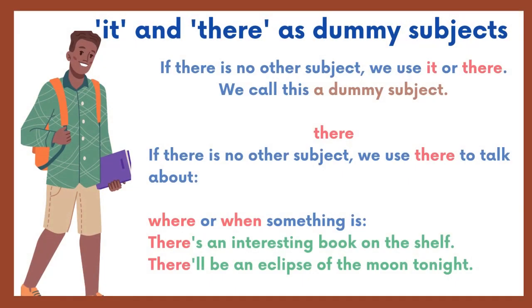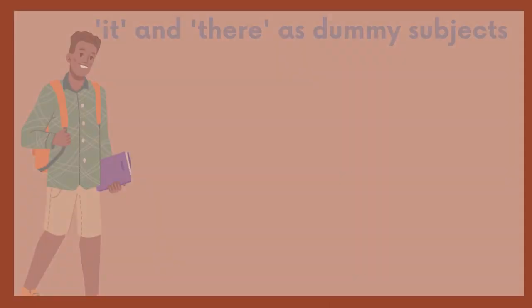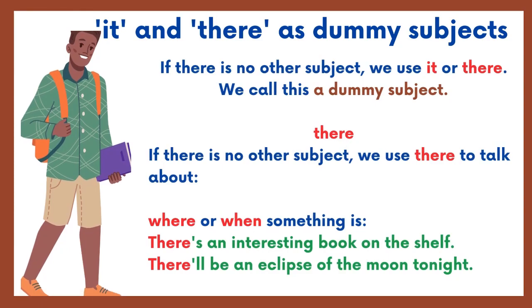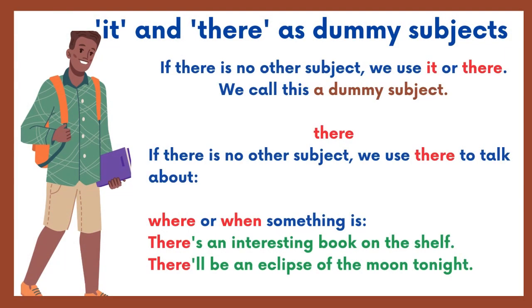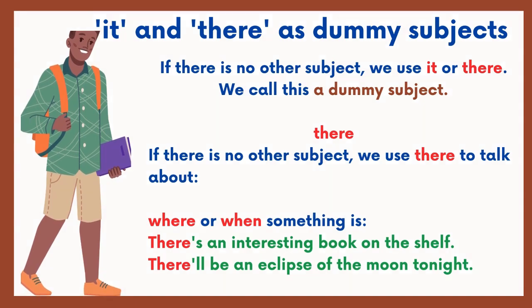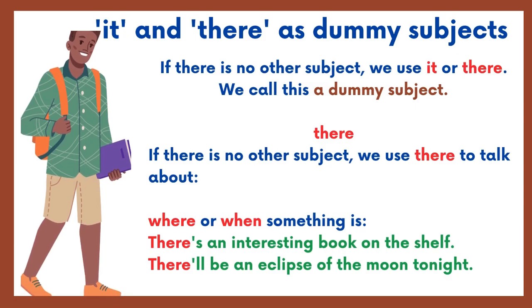It and there as dummy subjects. If there is no other subject, we use it or there. We call this a dummy subject. There: if there is no other subject, we use there to talk about where or when something is. There's an interesting book on the shelf. There'll be an eclipse of the moon tonight.